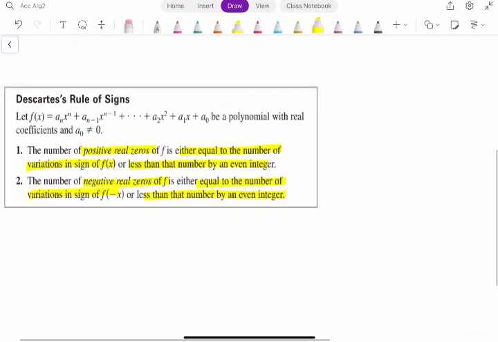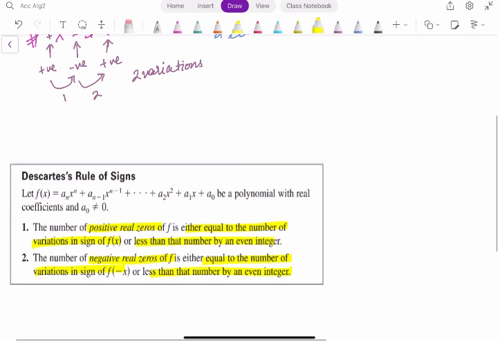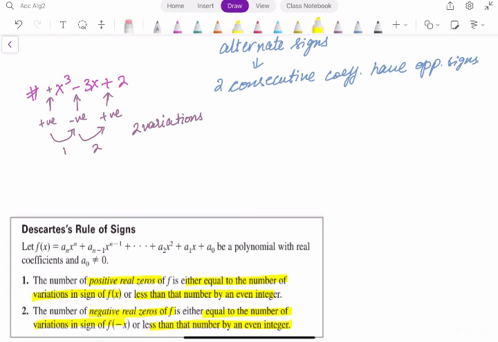The second rule is with the negative real zeros of f of x. It will be equal to the number of variations in sign of f of negative x. We will plug in negative x for all the x, and then evaluate how many variations are happening. So in the above example, there were two positive zeros, or 2 minus 2, that means no positive zeros. That is the meaning of the first rule: equal to or less than by an even integer. So 2 variations or 2 minus 2, that means 0 variations.